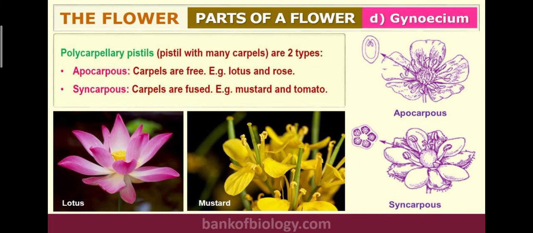Now polycarpellary pistil. Parts of the flower. Let's discuss parts of the flower. D. Gynoecium and polycarpellary pistil. Pistil with many carpels. ठीक है, pistil जो होते हैं वो बहुत सारे carpels present होते हैं.